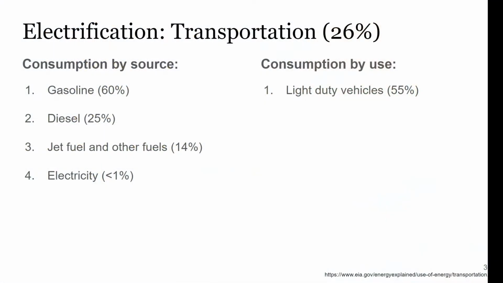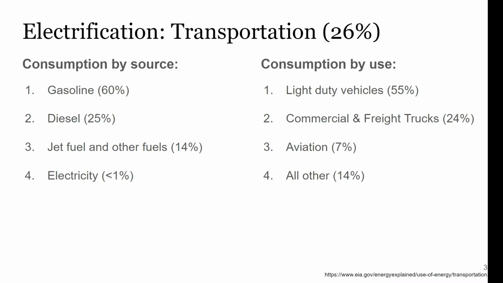So we have these sources, but where do they go? 55% of that goes to light-duty vehicles you and I may drive around town. Another significant chunk, about a quarter, comes from commercial and freight trucks. We get less than 10%, but a non-negligible amount, for aviation. And then all other sources, this could be military, watercraft, any other transportation uses, make up the other 14%. So what does this mean? It means that there's a lot of potential for electrification within this sector.